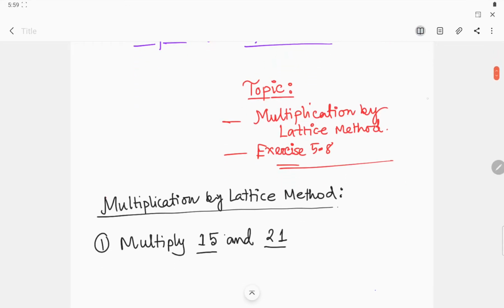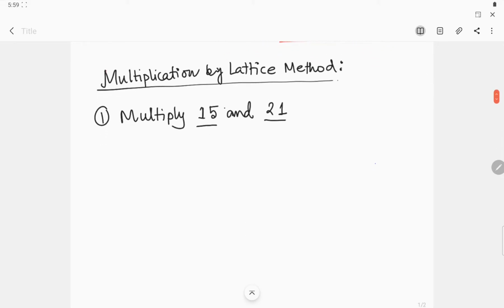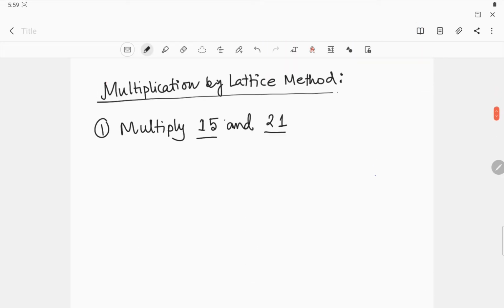First of all, you have to know what the lattice method is. The lattice method is an alternative method to do long multiplication, and it is a very easy method. In this method, a grid is prepared. It can be a 2 by 2 grid, 3 by 2 grid, 4 by 4 grid, anything. And the numbers to be multiplied are arranged around the grid.